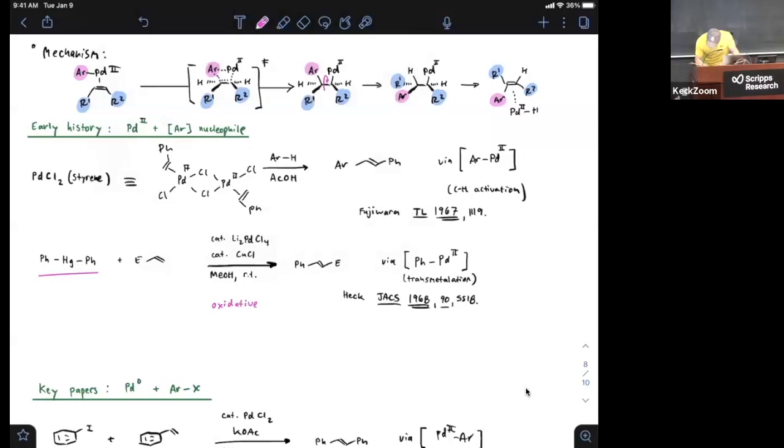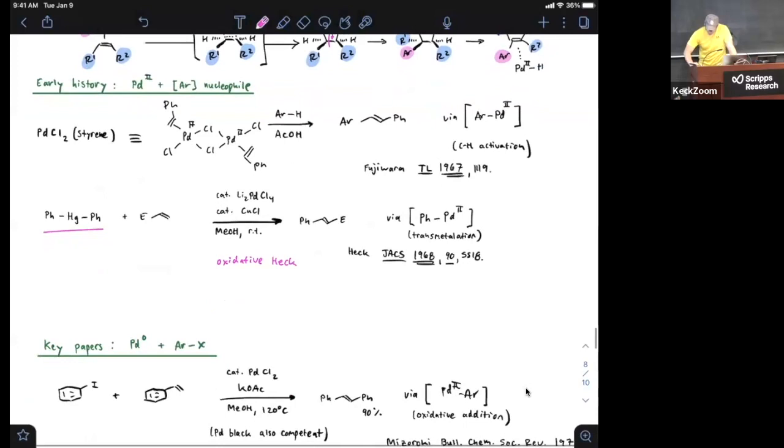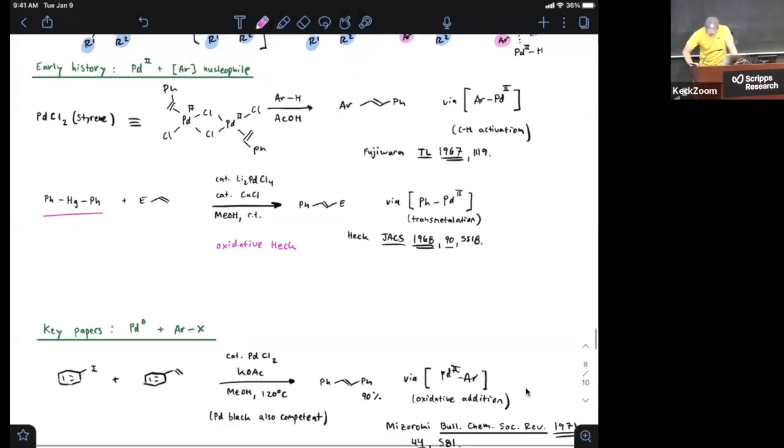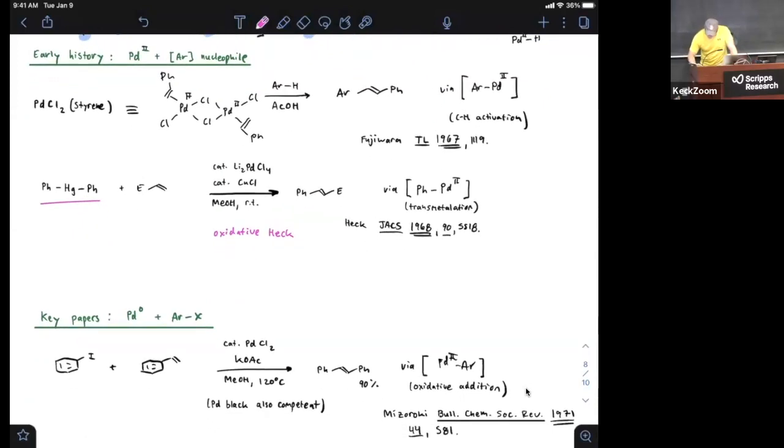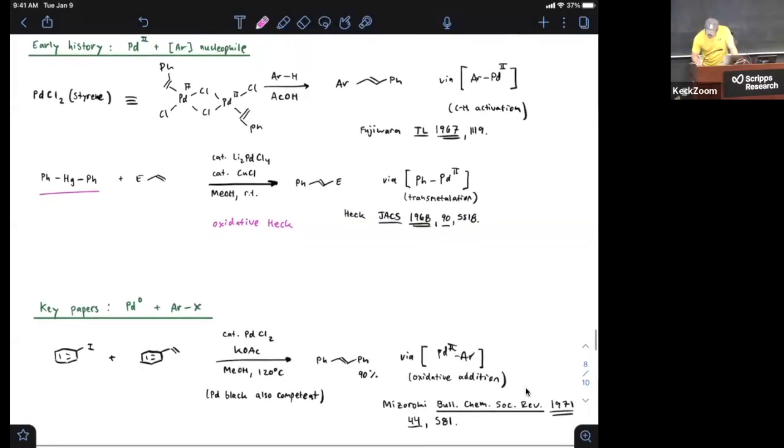Heck reaction. So in terms of my own preferred nomenclature, I like to talk about this reactivity paradigm of aryl palladium additions to alkenes as Heck type alkene additions. This specific reaction is an oxidative Heck reaction, and the next example we'll see as a Mizuroki Heck type reaction. So oxidative Heck with the key point that you have a terminal oxidant here and an organometallic nucleophile. Okay.